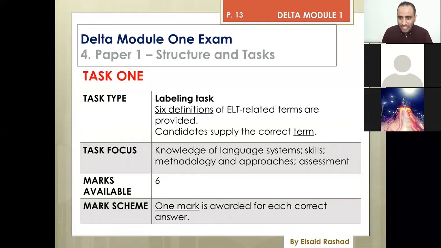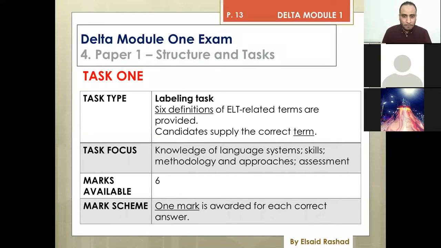How many marks are awarded for this? Only 6 marks. Only 6 marks. And one might say, oh my God, I'm gonna memorize 400 terms just for this task, 6 marks, and task 2, 12 marks. All in all, 18 marks. No, I don't need them. No, you need them. You need them not because of paper 1, task 1 and 2. You need them because of the whole exam. Because while doing the other tasks, you need to use the correct terminology as you go, okay? So it's really important. You will be given 6 definitions and you need to write the terminology, and 1 mark is awarded for each correct terminology.